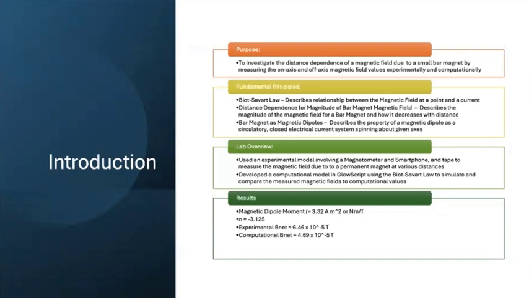An overview of how we did that: we first used an experimental model involving a magnetometer, a smartphone, and tape, and measured the magnetic field due to a permanent magnet, a bar magnet, at various distances. We also developed a computational model using the Biot-Savart law to simulate and compare the measured magnetic field to computational values.